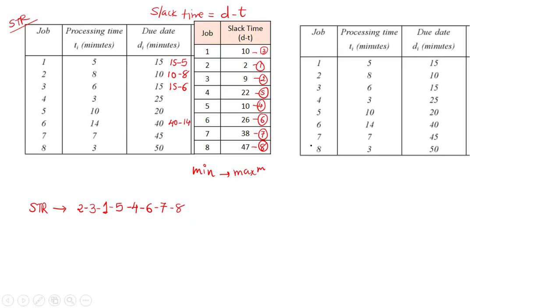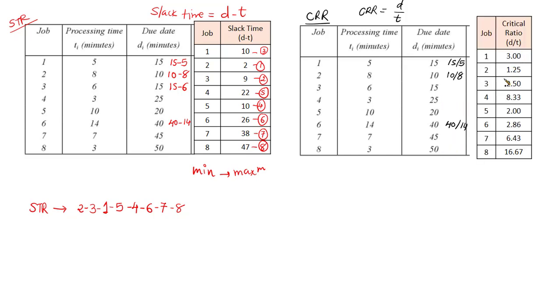Now we will try to solve this example using CRR, the critical ratio rule. How can we find the critical ratio for individual jobs? Due date divided by processing time. So it will be like 15 divided by 5, 10 divided by 8, then for this job 40 divided by 14, right? So now I have calculated those critical ratios in this table for all the jobs.